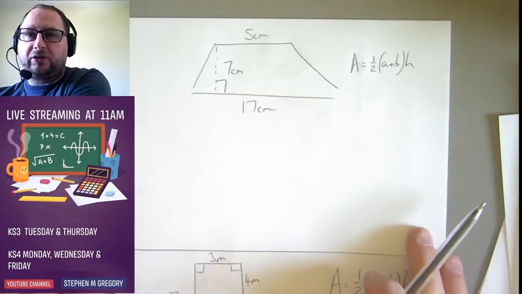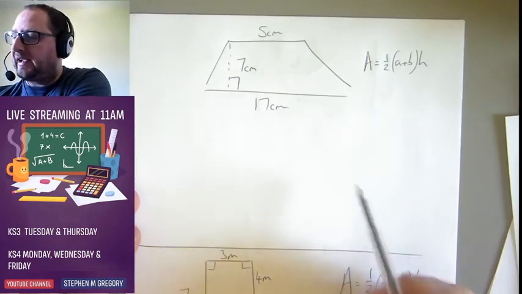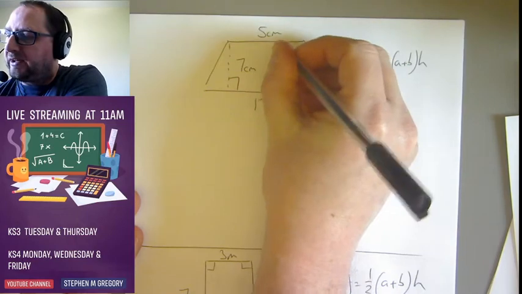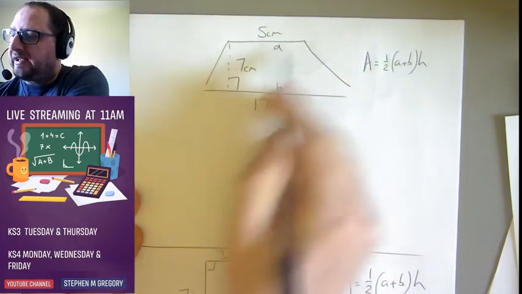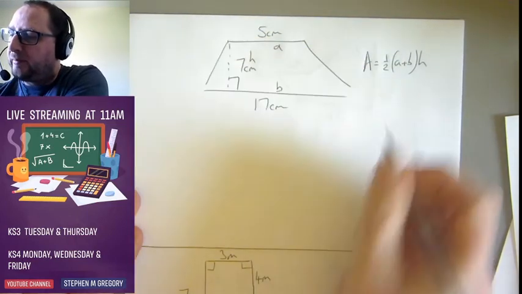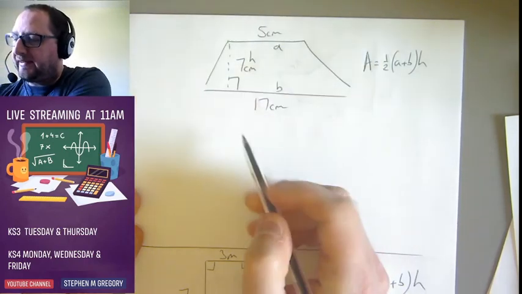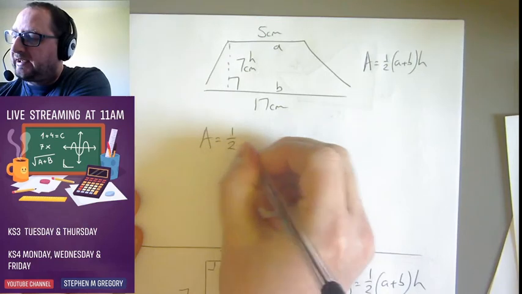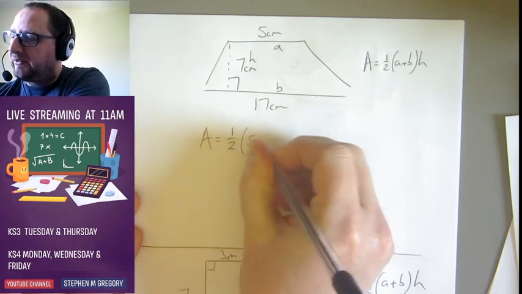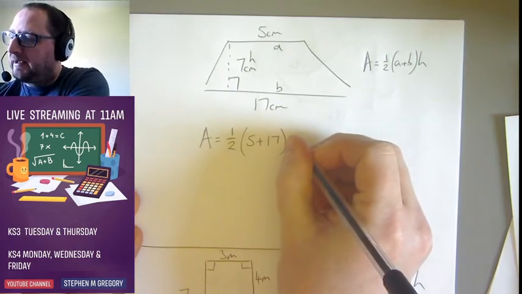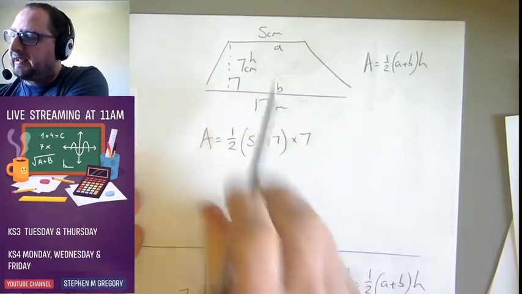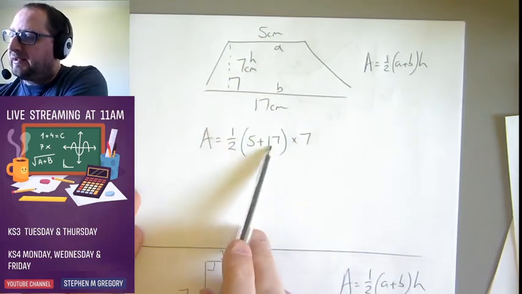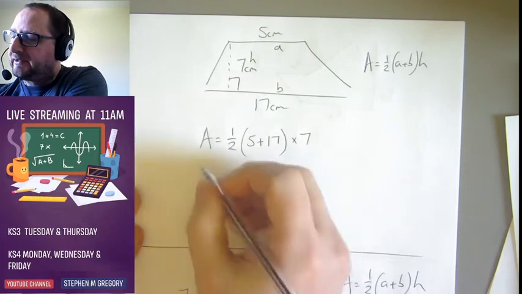So this is building on Wednesday's lesson where we looked at the area of a trapezium. We need to identify our parallel sides, so A and B are parallel sides, and our perpendicular distance, our height, between the two parallel sides. So the area is now given as a half of the parallel sides added together multiplied by the perpendicular height. So A and B and our perpendicular height.